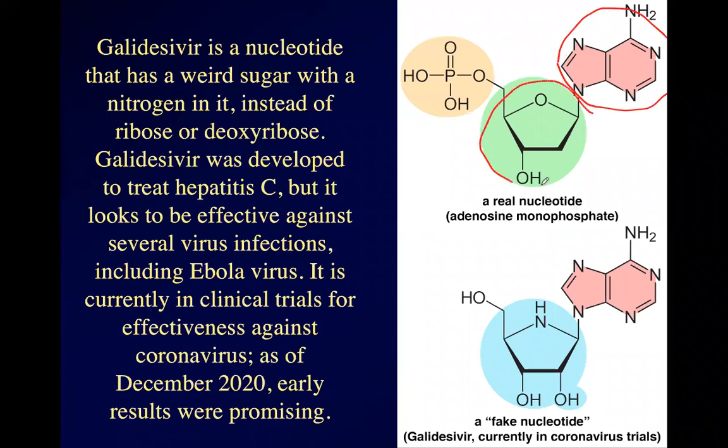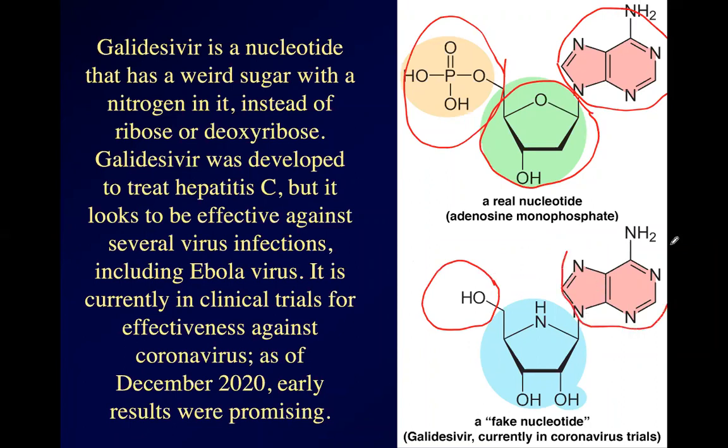There's your sugar, and there's the phosphate. So that's adenosine monophosphate. Galidesivir doesn't have a phosphate, but your body can always add one. That's not really important.